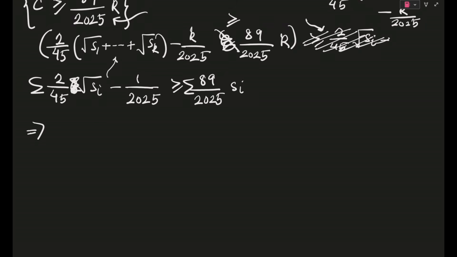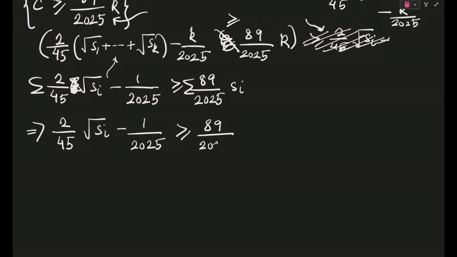So our final expression for this thing will be 2 by 45 root SI minus 1 by 2025 is greater than or equal to 18 by 2025 times of your SI. Okay. So actually we need to prove this thing to be correct right now. Like everything else is done.